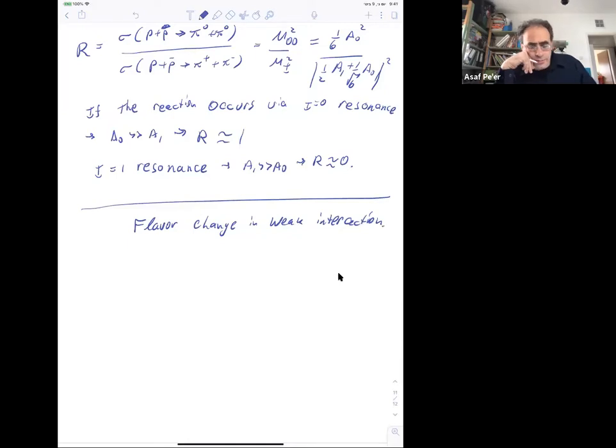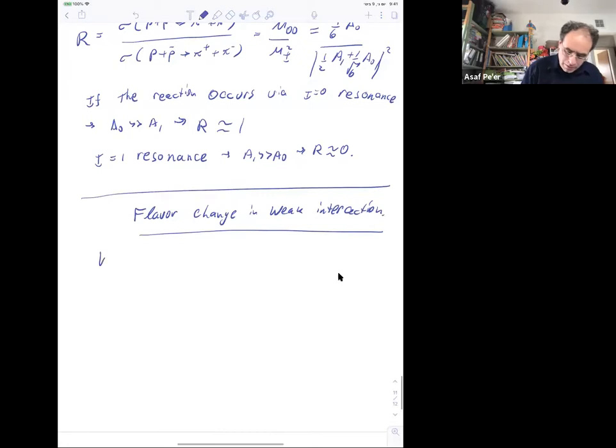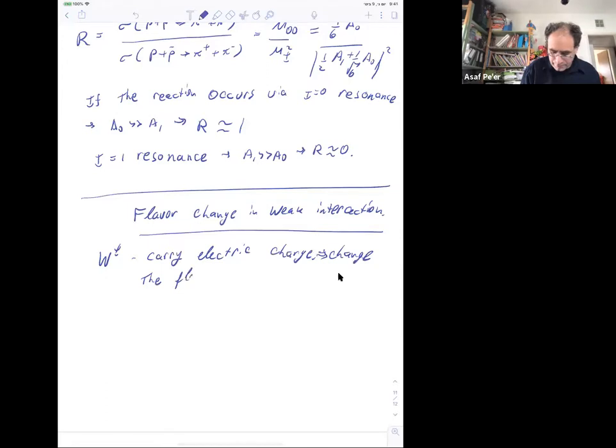Okay, so now I'm going to say a few words about the weak interaction. So we know that the W plus minus bosons do carry electric charge. So they can change the flavor of both the leptons and quarks. W plus minus carry electric charge. They just change the flavor of leptons and quarks.